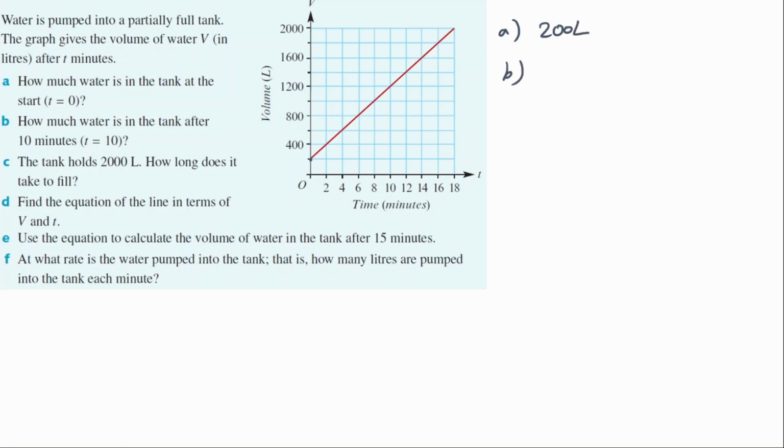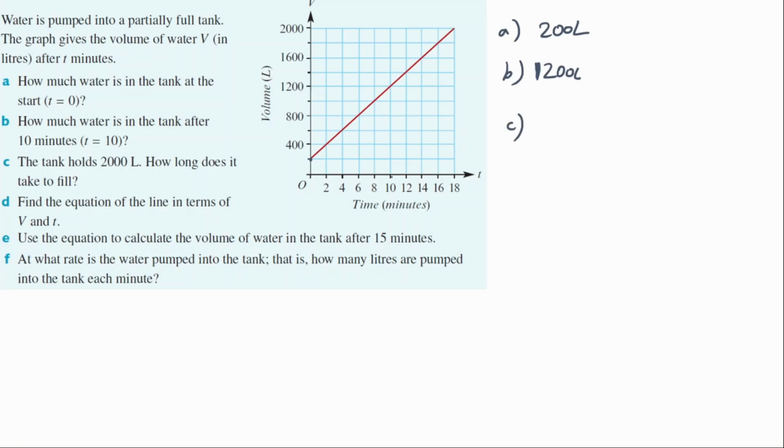Alright, next one, question B. How much water is in the tank after 10 minutes? So I'm going to jump to the graph again, look at when t equals 10, that's here, and just go up until we hit the line. And we can see at 10 minutes, we're going to have 1,200 liters in the tank. So your answer there will be 1,200 liters.